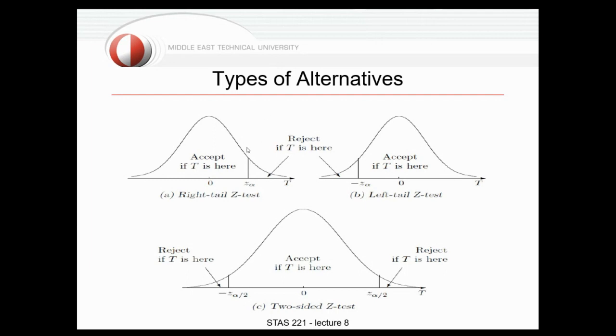And we should check whether this T falls inside the acceptance area or the rejection area. If it is inside the acceptance area, it means that I accept H0 with that confidence level, which is 1 minus alpha. If it falls inside here, then you reject H0 and accept HA at that confidence level. So there are different scenarios. We will talk about them.